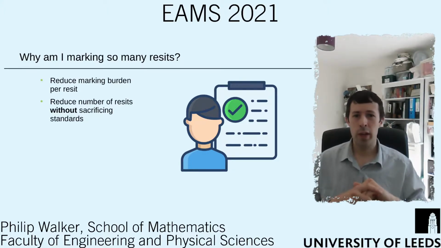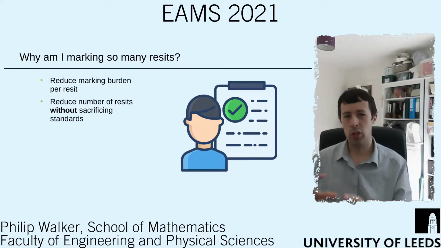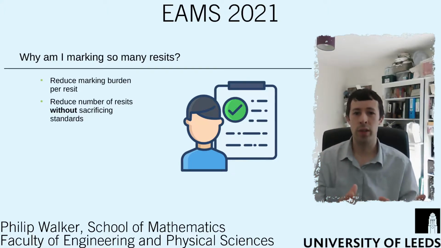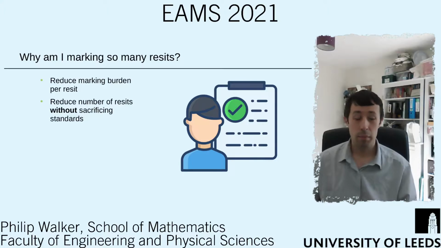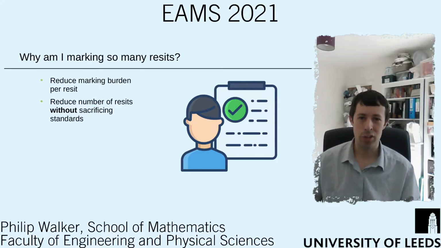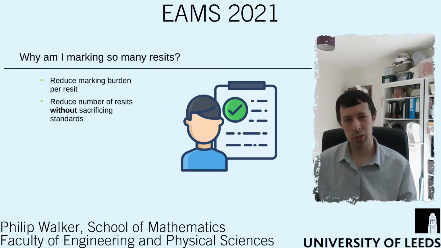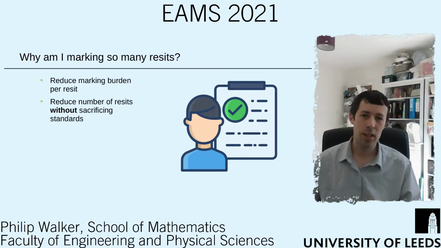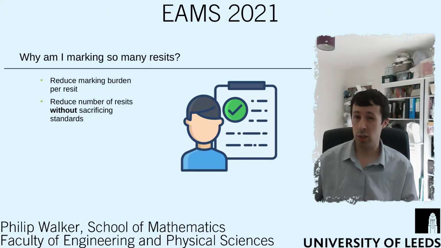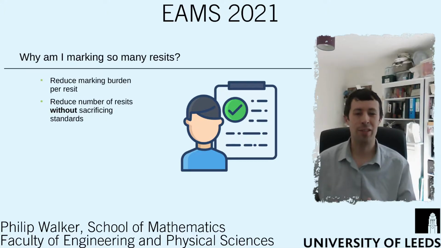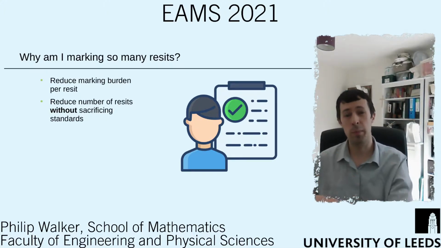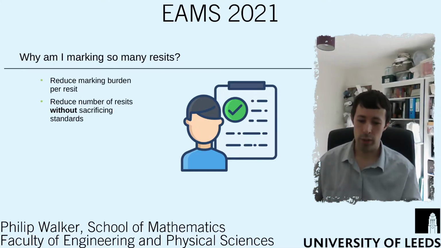So could I find a way of reducing the marking burden, not only in the main sit, but also in the resit period, possibly even reducing the number of resits without sacrificing standards? So I'm still persuaded that students have met the learning outcomes that they need to meet to get a pass, but can I do that in a way that might make it a bit more straightforward for students to demonstrate those learning outcomes, and also make it a bit more straightforward for me to check that they've demonstrated those learning outcomes, both in the main sit and in the resit period.